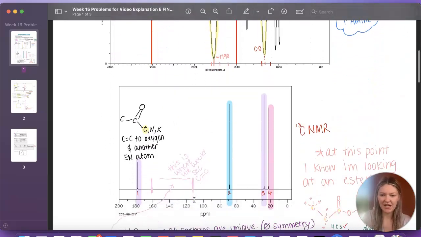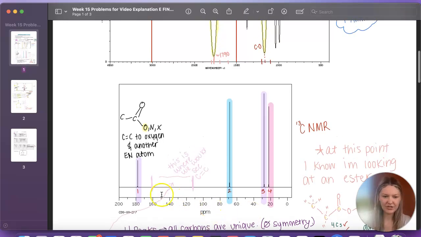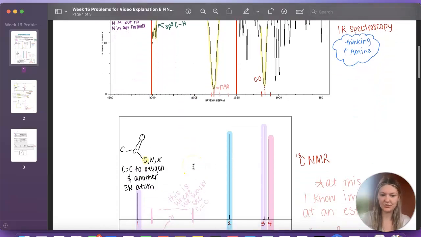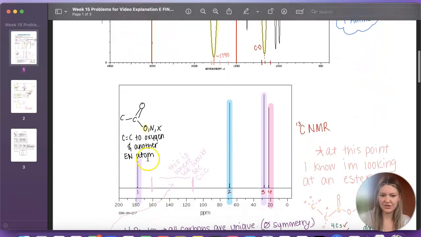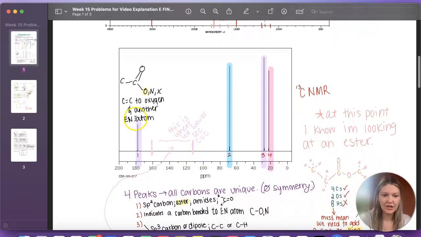Then I looked at my carbon-13 NMR. So first, I always take a look at how many peaks there are. So there's 1, 2, 3, 4 peaks. That tells me that there are 4 unique carbons. There are 4 carbons in my molecule up here, so I know that each carbon is unique. So there's no symmetry in my molecule.